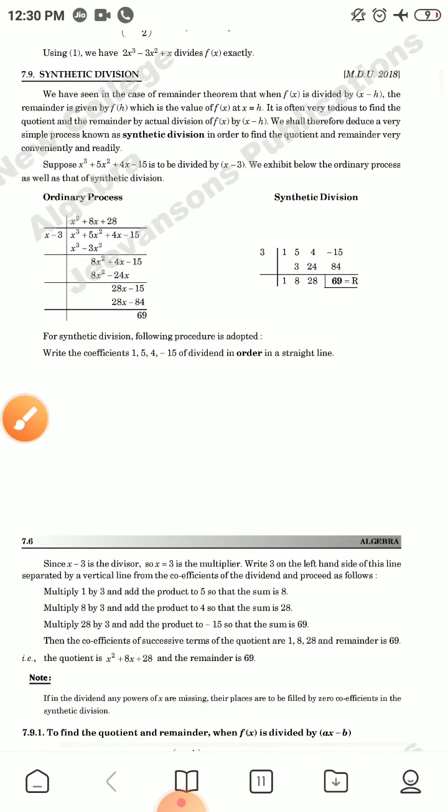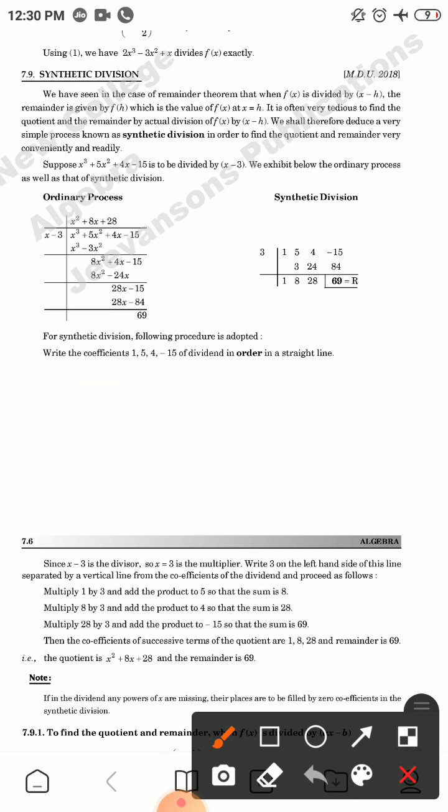Now the next result is synthetic division. We have seen in the case of the remainder theorem that when f(x) is divided by x - h, the remainder is given by f(h), which is the value of f(x) at x = h. It is often very tedious to find the quotient and the remainder by actual division of f(x) by x - h. We shall therefore deduce a very simple process known as synthetic division in order to find the quotient and remainder very conveniently and readily.